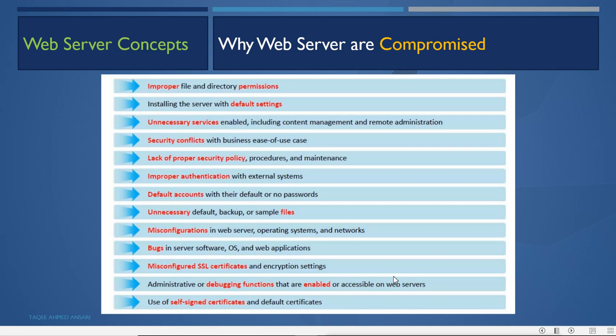Misconfigured SSL certificates and encryption settings. We use the SSL configuration to secure the server, to do the encryption, and if it is not properly configured, and we use self-signed certificates, mostly self-signed certificates are not that secure, because the decryption keys are also stored on the same server or same machine. So if somebody gets access to those keys, they can easily decrypt everything. So misconfiguration of encryption or SSL certificates is also a problem.